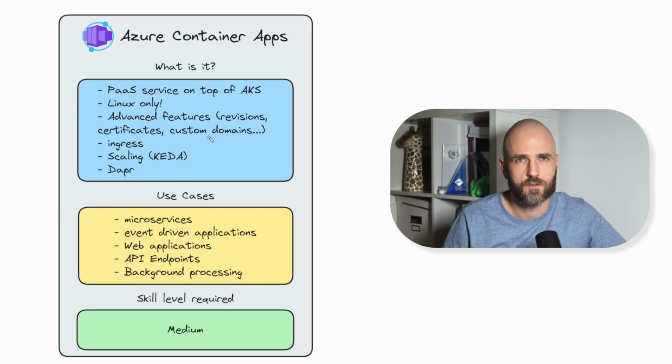It supports revisions, which are like immutable snapshots, and you can route HTTP traffic based on these revisions and run them concurrently. It also provides scaling with KEDA, ingress control, custom domains, and certificate management. It's perfect for microservices, event-driven processing applications, and it's also a great option for web applications, public API endpoints, or background processing.